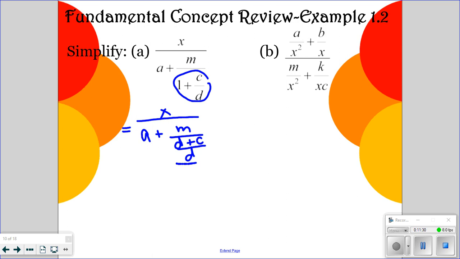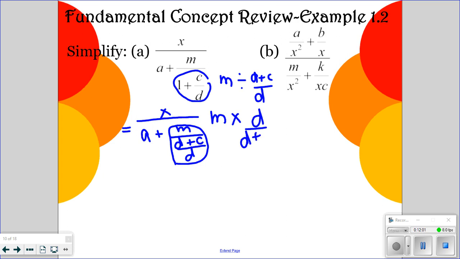From there, we're going to take this fraction and make it into 1 fraction. So I'm going to come over here. What you're going to do, it says m divided by d plus c over d. So if you haven't dealt with this all summer, you may have forgotten. It's going to change to a multiply, and you're going to flip this fraction. So it's going to become d over d plus c. And then you just multiply straight across.